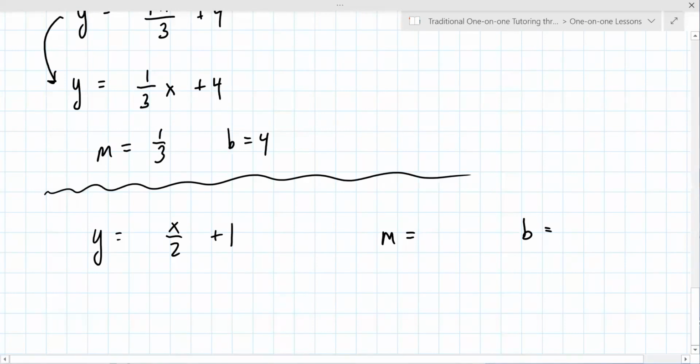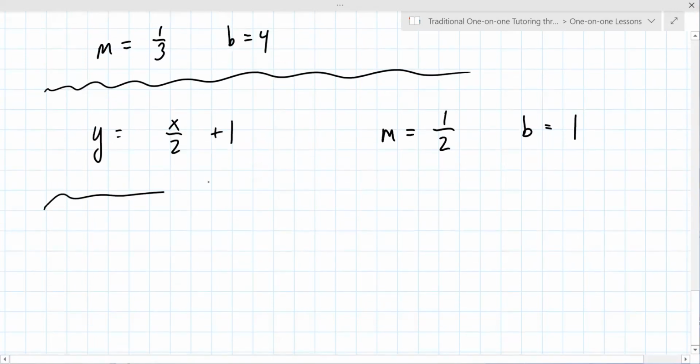Okay, so m equals 1/2. Well, m is the number in front of x. What number is in front of x? Oh, well, like a half. A half. Exactly. It's a half. And what is b? b is the other number, 1. Which is 1. Good.